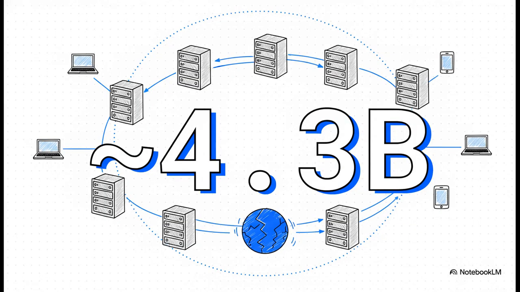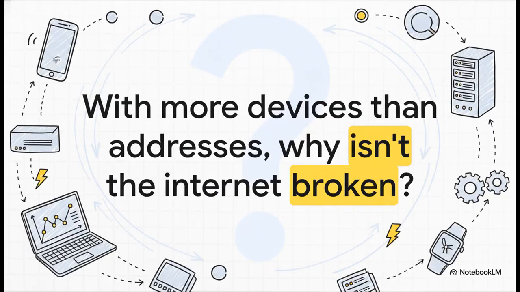But there's a problem. This system, the one we call IPv4, was designed decades ago, and it has a hard, unchangeable limit. It only has space for about 4.3 billion unique addresses. You know, that number, 4.3 billion, it seemed impossibly huge at the time. But today, we have way more phones, laptops, servers, and smart devices than that. So here's the final, fascinating question. With so many more devices than addresses, why isn't the internet completely broken? Now that is a story for another time.